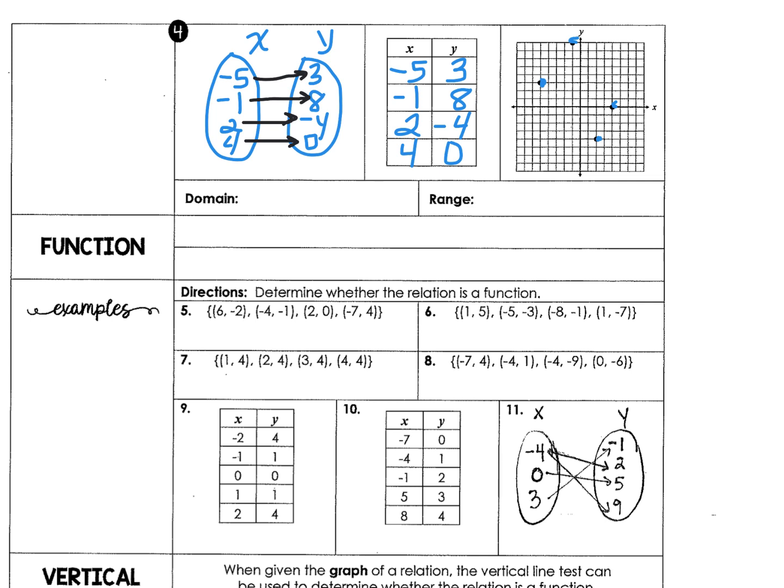Again, my domain are my X values. So if you can make those little squiggly brackets, great. If you can't, just use these square brackets. So we're going to do -5, -1, 2, 4. My range, like I said, if you can't make the squiggly brackets, do these. 3, 8, -4, and 0.